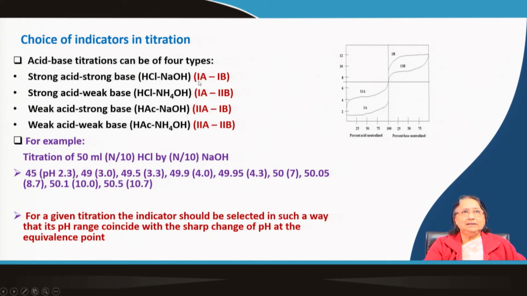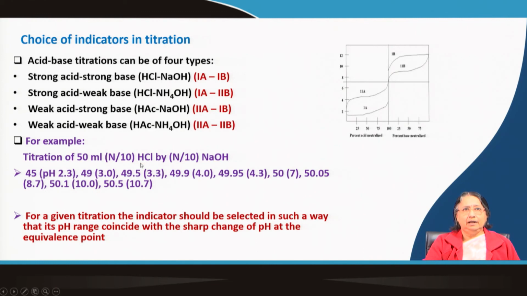Strong acid versus strong base may be HCl versus NaOH. Strong acid versus weak base, maybe HCl versus ammonium hydroxide. Weak acid versus strong base, maybe acetic acid versus NaOH. Weak acid versus weak base, it may be acetic acid versus ammonium hydroxide. So, there are so many different kinds. Then how will you choose which indicator for these titrations? So, it is shown with an example.